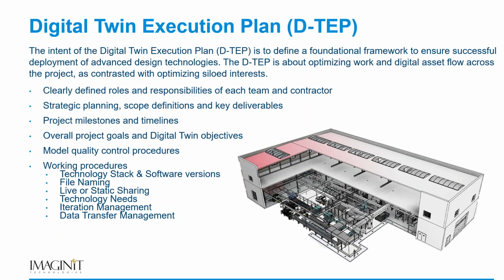So we want to have clearly defined roles and responsibilities for each team member and contractor. We want to have strategic planning and scope definitions and deliverables for how we do things with our assets as we receive them, as we work with them. We want to be clear about project milestones and timelines and overall goals with our digital twin at the forefront of our thought process, as well as model control and quality procedures around that. Work procedures such as what technology should be used, which software versions should be utilized, how files are named. These are all things that go into this owner's manual for a digital twin.